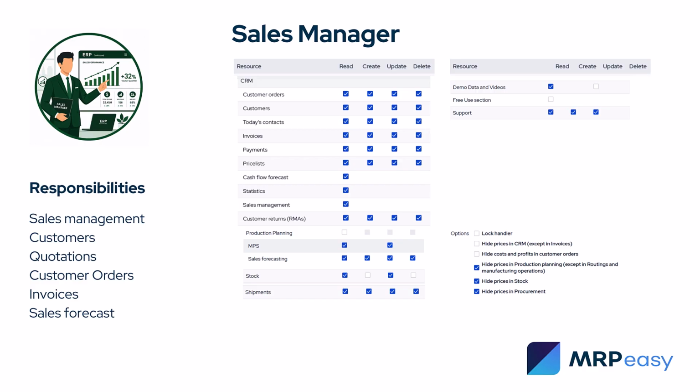The sales manager is responsible for coordinating all sales activities and has full access to the CRM module. This role can create customers and sales orders and manage the entire sales process, from quotations to shipment documentation. The sales manager can also create sales forecasts in the production planning module. All prices in the CRM, as well as cost and profit information in customer orders, are visible, while other system prices and costs remain hidden.